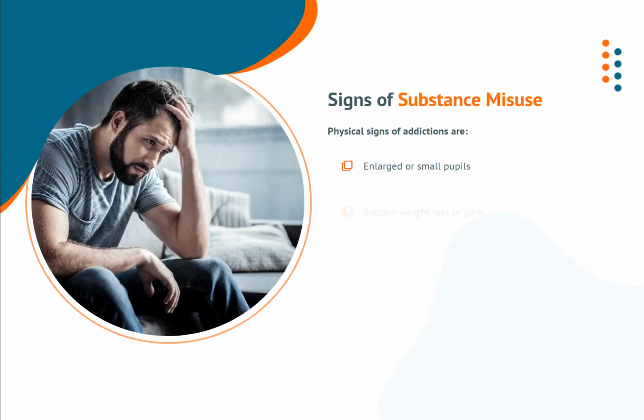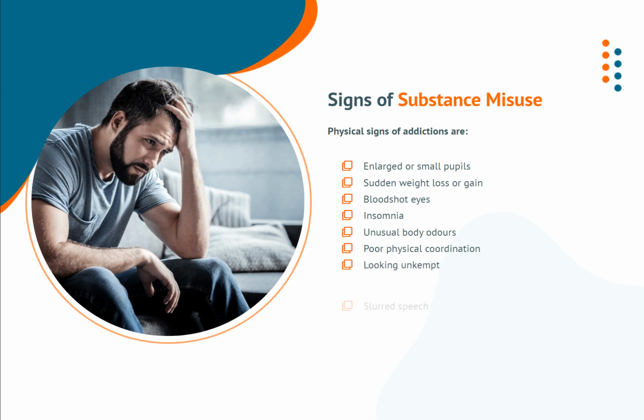Physical signs of addictions are enlarged or small pupils, sudden weight loss or gain, bloodshot eyes, insomnia, unusual body odors, poor physical coordination, looking unkempt, slurred speech.